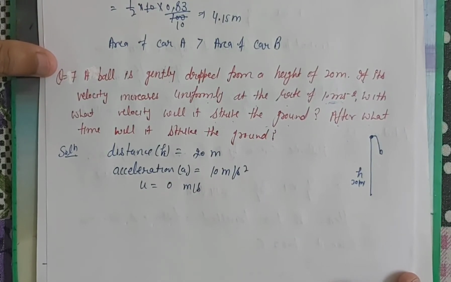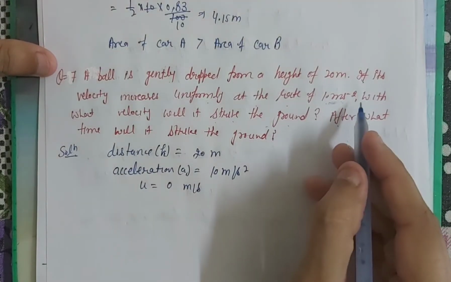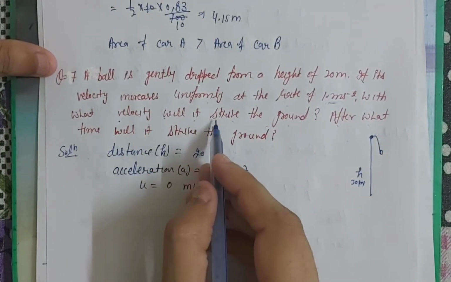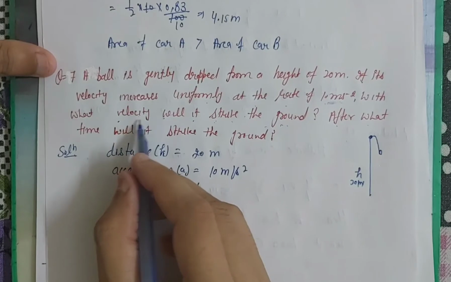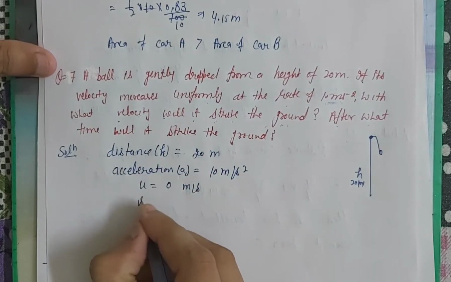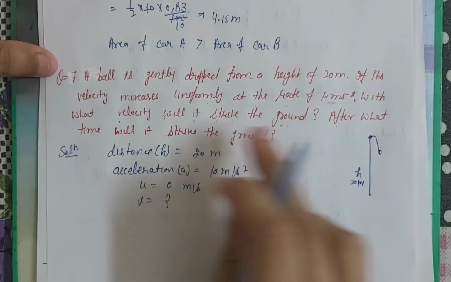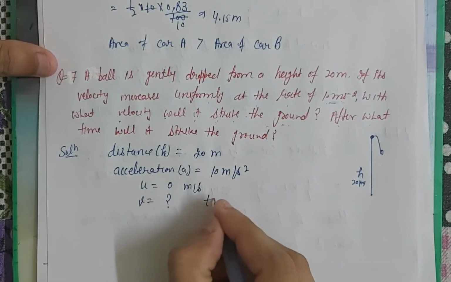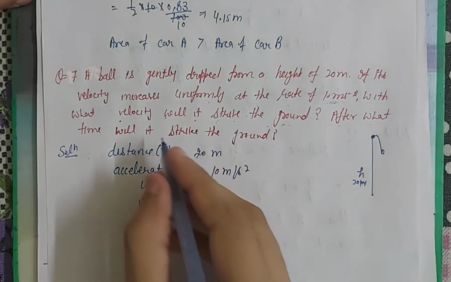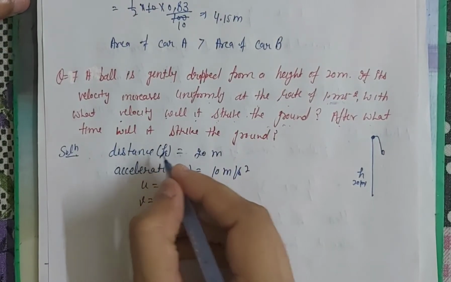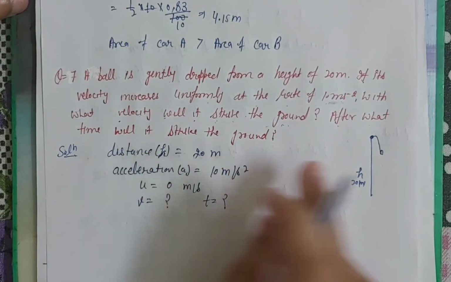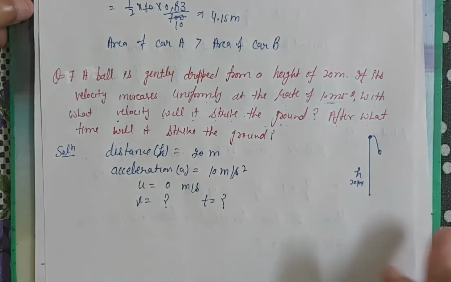Okay, so now what is the final velocity? We have to find out at what velocity it will strike the ground. So we have to find out the final velocity and after what time. So we have to find the time also. Here the distance, that means the s value, is also given. So height and distance are both equal.